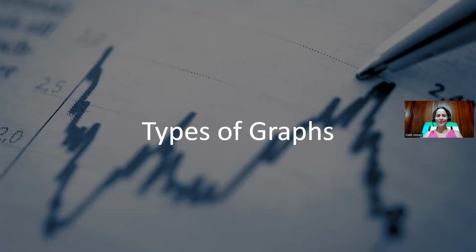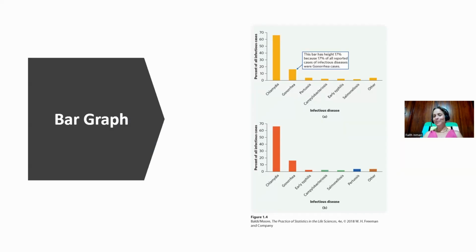Okay, types of graphs. Bar graph. A bar graph is basically a graph that typically has a category on the x-axis and a number on the y-axis, and usually represents a mean, could be a mean value. In this case, we have a graph here at the top that shows different types of infectious diseases on the x-axis, and on the y-axis, the percent of all infectious cases. So this is a percentage.